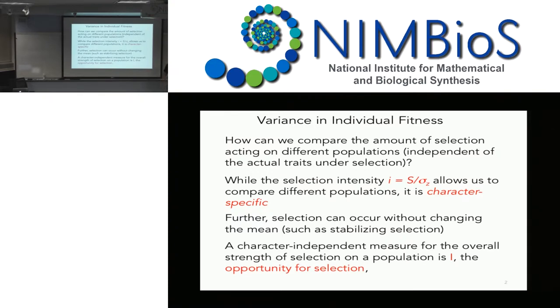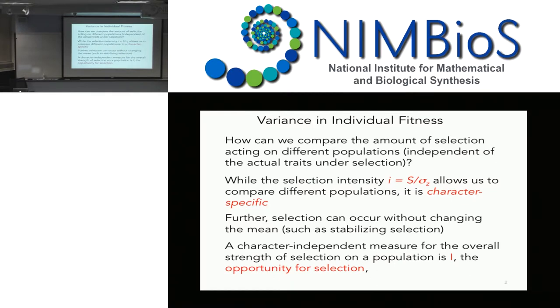The problem is it's character specific, and you want a measure that's character independent. The other issue is I could have lots of selection occurring without the mean changing. So I have two populations. One's under extremely tight stabilizing selection, so if you move a little bit away from the mean, your fitness goes way off. The other's under much broader stabilizing selection. If both populations are sitting at the population mean, my I here would be zero for both of them. So this is not a good measure because it's character specific, and it only looks at changes in the mean.